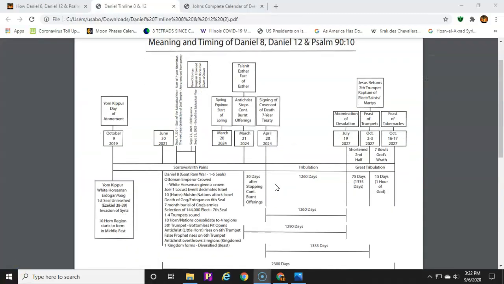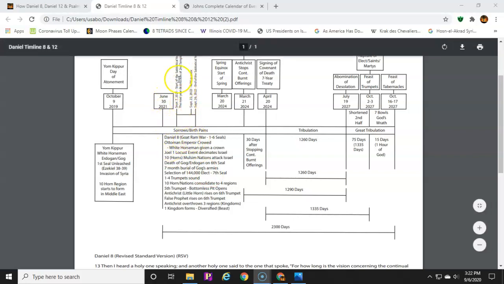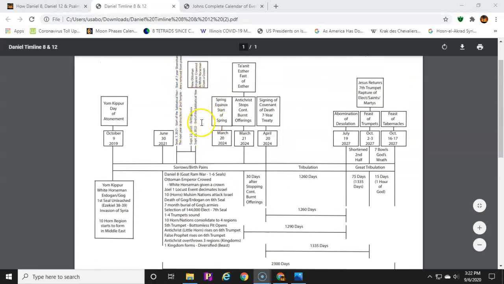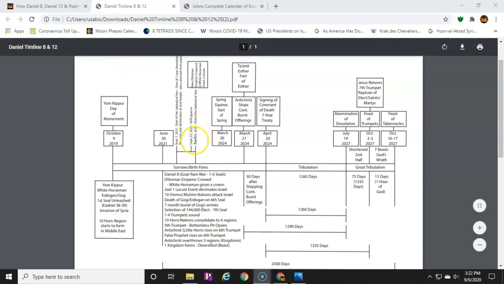So if you go into this Daniel 8:12 and Psalm 90 chart, you'll notice that the seals started to break and we started the sorrows on October 9th, and Daniel 8 starts to happen on June 30th, and we start to see this falling of the Jewish fortunes and the rising of the new Ottoman Empire, just as we would have seen in 70 AD. We saw the falling of the fortunes of Israel and the Jews, and the rising of the Babylonians. This will be the same thing, only the rising of the Ottoman Empire by 2022.